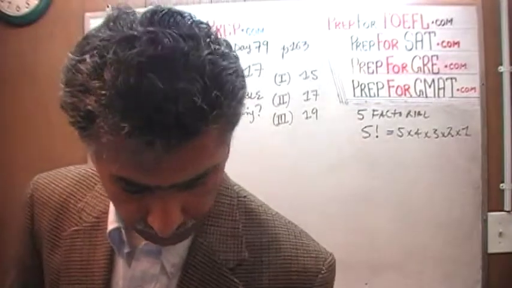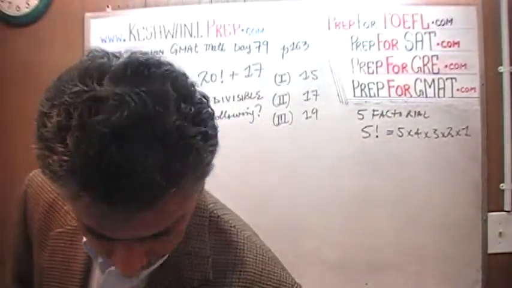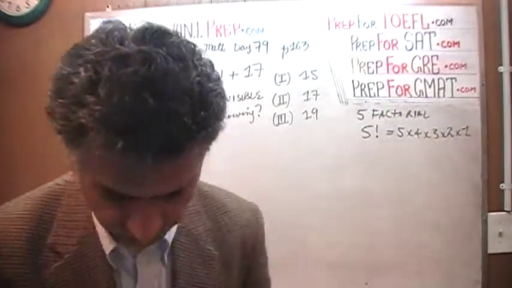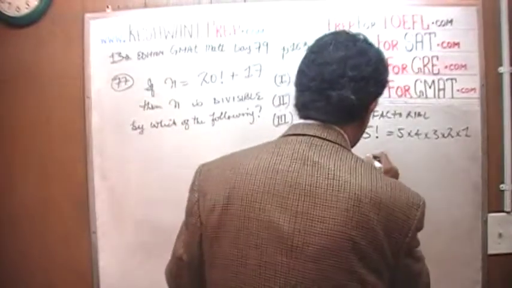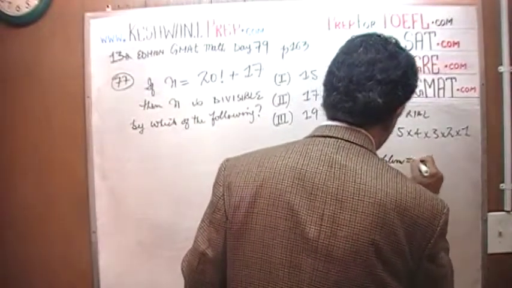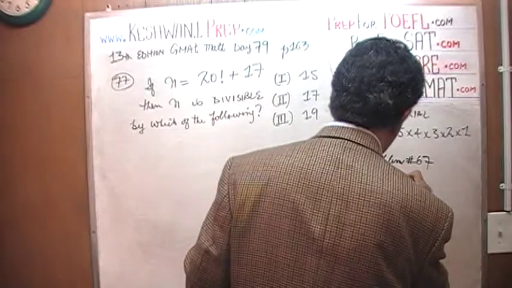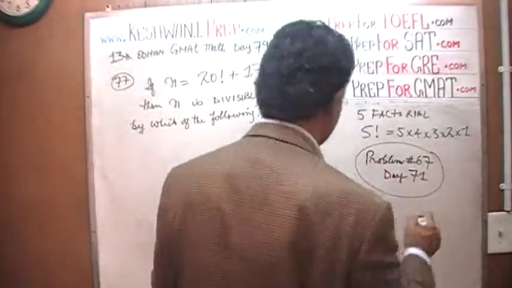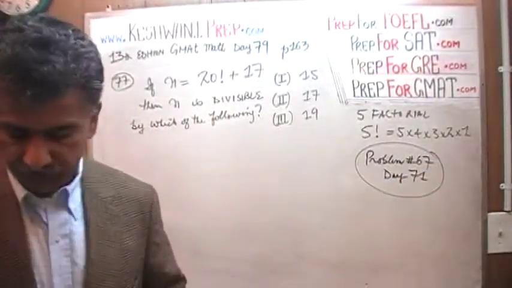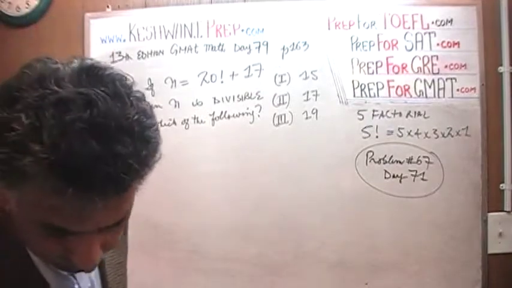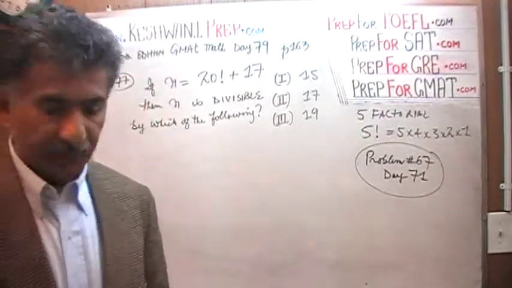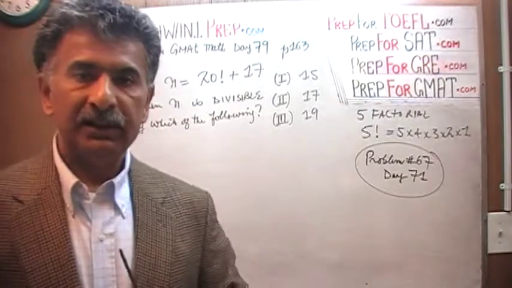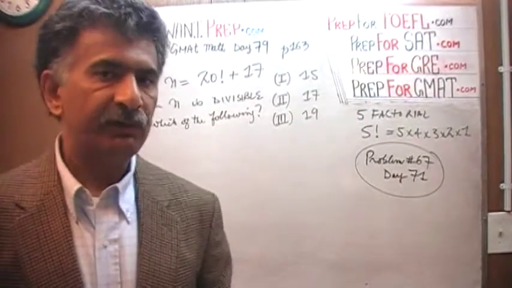If you remember, a few days ago, we did the problem, and I'm going to tell you exactly what it was. It was problem number 67, which I did on day number 71. In that problem, on the previous page, if you turn to page 167, you will see problem number 67. In that problem, they talk about having 10 numbers, 10 multiples of 5. Now if you watch my video, you will see what I did there.